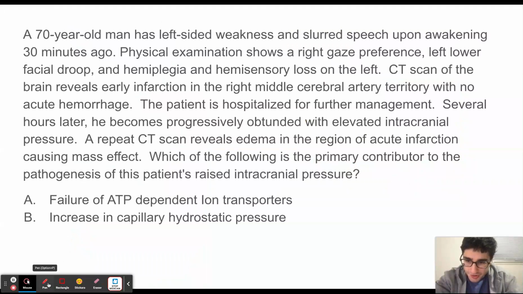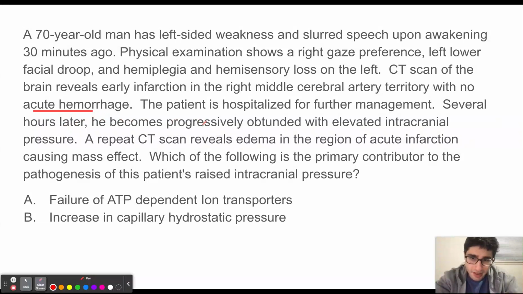Now let's do a question. A 70-year-old man has left-sided weakness and slurred speech upon awakening 30 minutes ago. Physical exam shows a right gaze preference, left lower facial droop, and hemiplegia and hemisensory loss on the left. CT scan of the brain reveals early infarction in the right middle cerebral artery territory with no acute hemorrhage. The patient is hospitalized for further management.